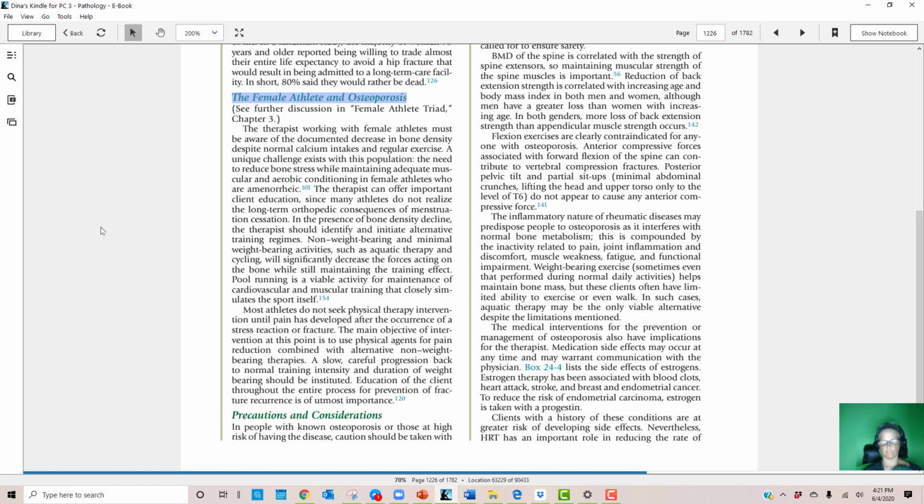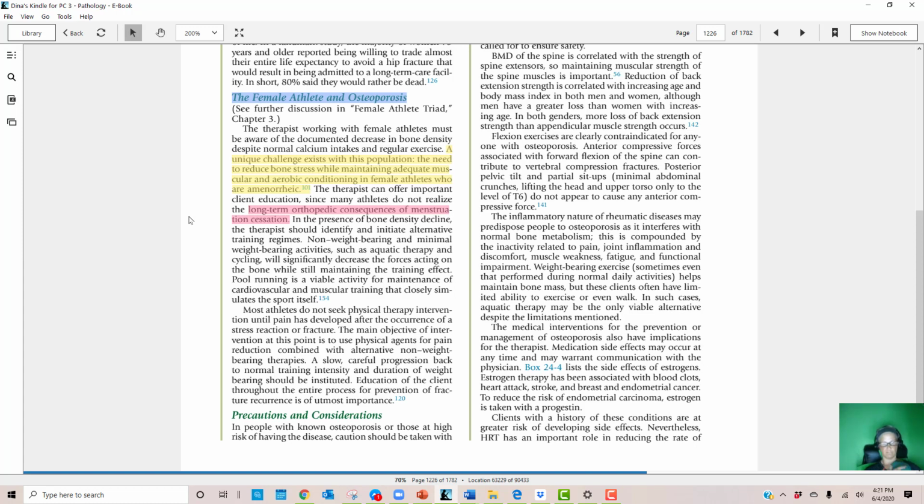The therapist can offer important client education. Since many athletes do not realize the long-term orthopedic consequences of menstruation cessation in the presence of bone density decline, the therapist should identify and initiate alternative training regimes. Non-weight-bearing and minimal weight-bearing activities, such as aquatic therapy and cycling, will significantly decrease the forces acting on the bone while still maintaining the training effect. Pool running is a viable activity for maintenance of cardiovascular and muscular training that closely simulates the sport itself.